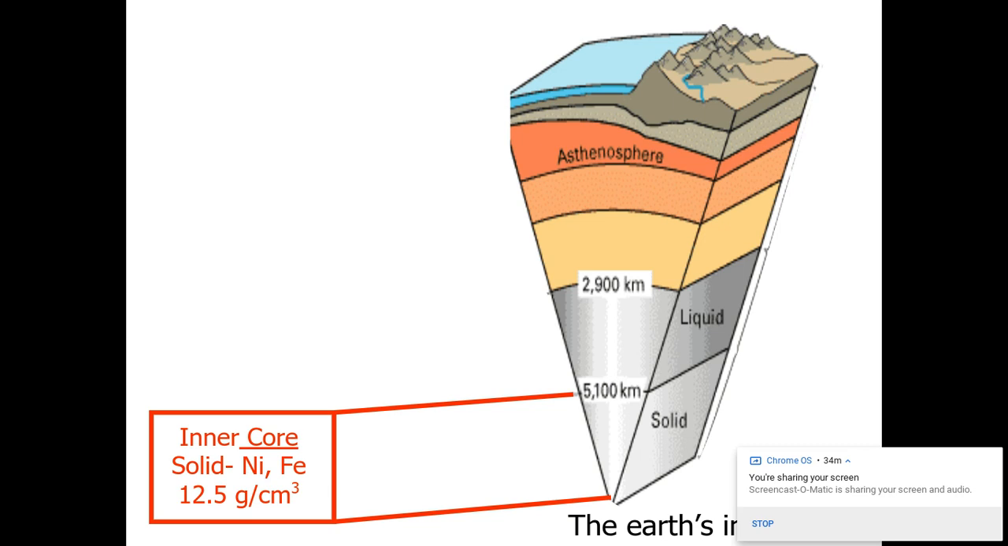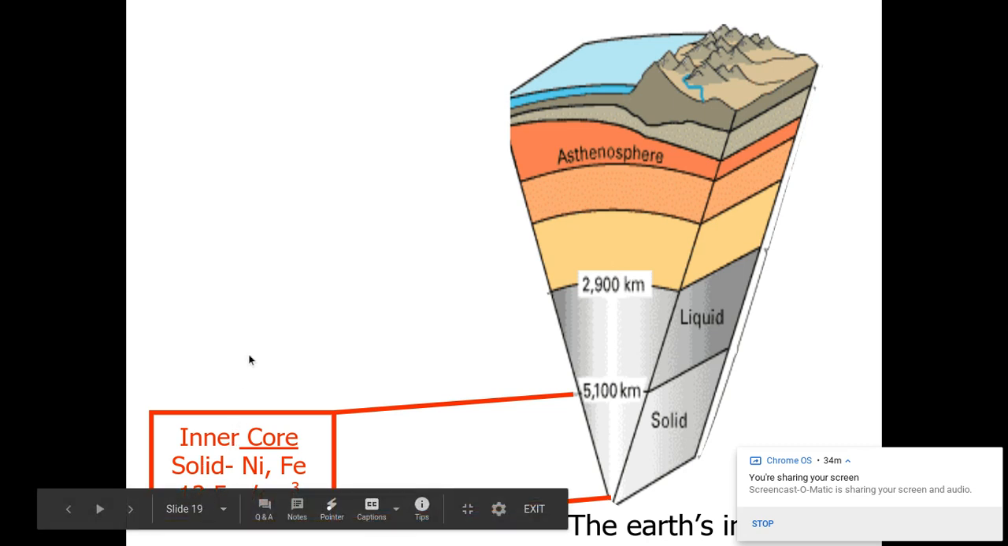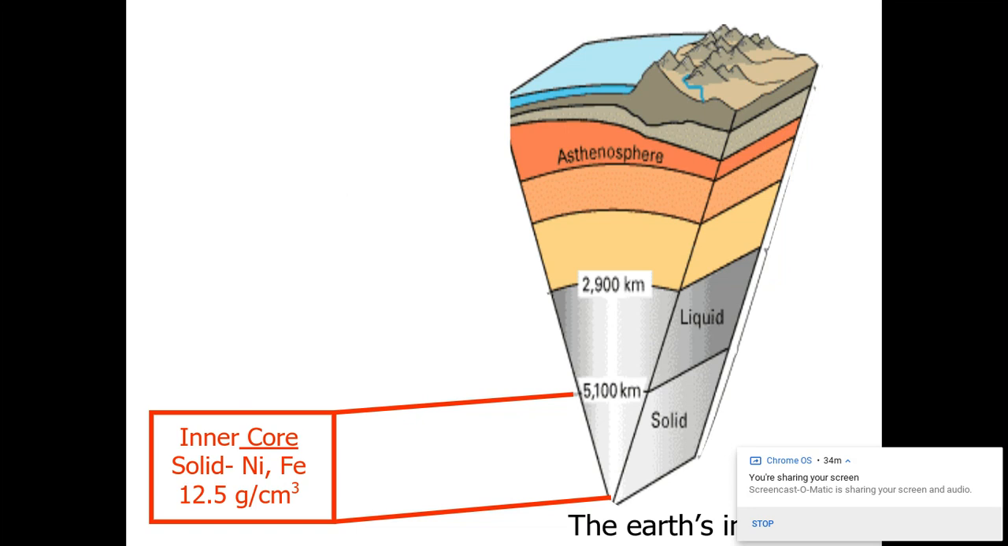So to start with, when we look at the inner core, it's considered solid, and Ni would be nickel, and Fe would be iron. So we would say that the inner core of the Earth is composed of a nickel iron solid core. Now the number you're seeing down at the bottom of your screen is 12.5. This is what we call 12.5 grams per cubic centimeter. This is a unit of density.